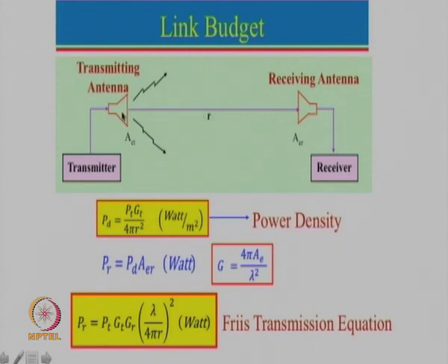That means, if the distance is doubled, power received will be reduced by 4 times, and if you want the same thing, then we may have to increase the power. Suppose the receiver sensitivity is fixed, and if we are doubling the distance, then the transmitted power has to be increased by 4 times. So, these are the things which we require to design any link system.